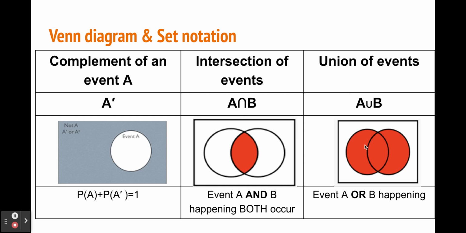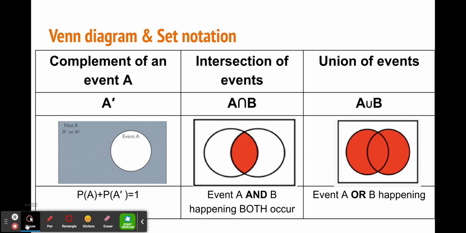The opposite of this is the union. The union is going to be when either or is happening. It could be just A, it could be just B, or it could be both of them.